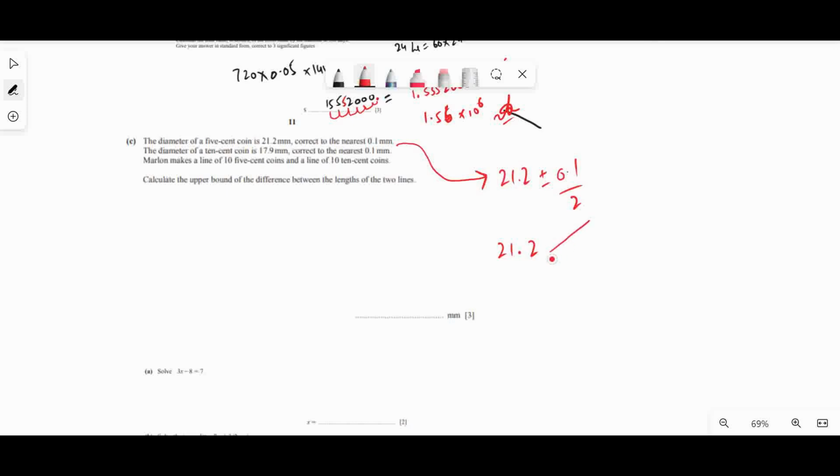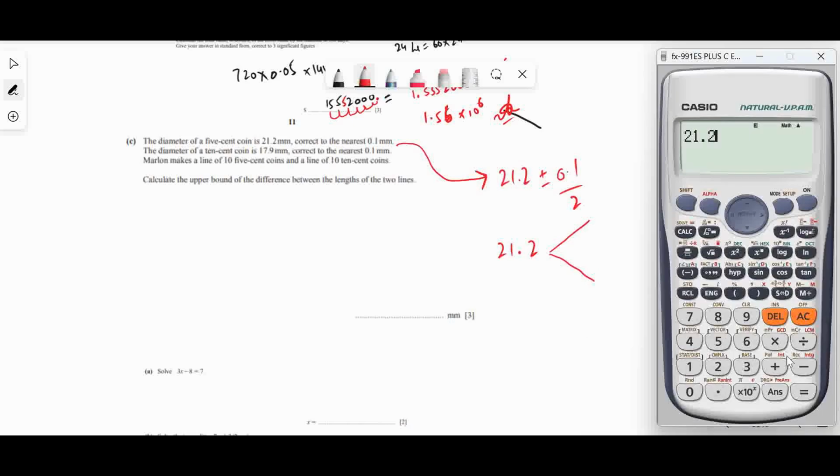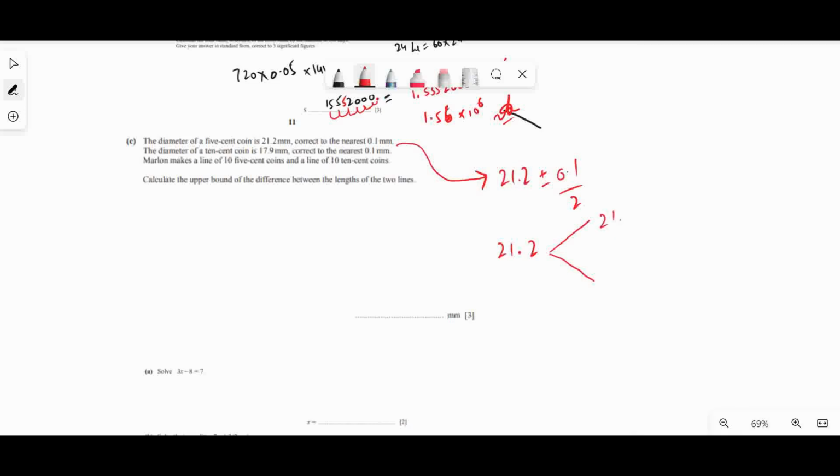Now for the upper bound, this will be 21.2 plus 0.05, so this will be 21.25. And if we subtract it, this will be 21.15. The 21.25 will be the upper bound, and 21.15 will be the lower bound. Let's see the next one.